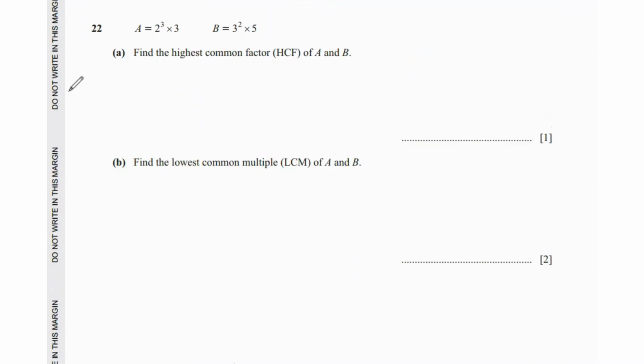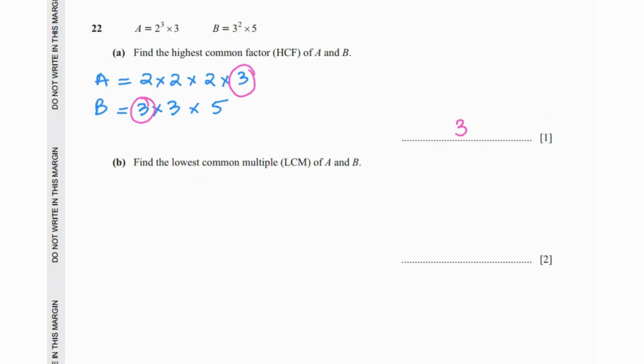So for the highest common factor, let me break these down. A is 2 times 2 times 2 times 3. B is 3 times 3 times 5. So for the highest common factor, we need to see which numbers are common. We know 3 is common between A and B, and that's it. No other term is common. 2 isn't present in B and 5 isn't present in A. So it's 3. That is your highest common factor.